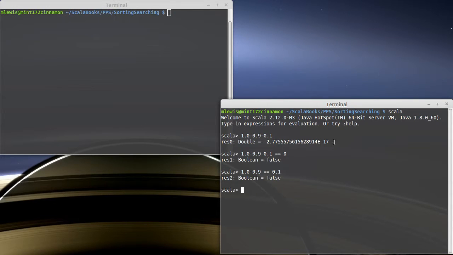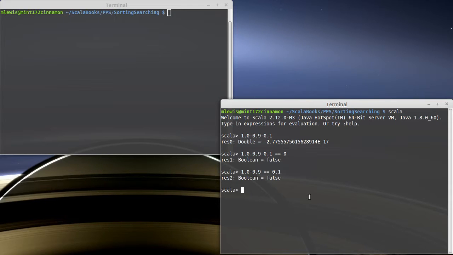E to the minus 17. So this is 10 to the negative 17. If we were to write this out in long form, there would be 16 zeros in front of this 2. So 0.16 zeros and then the 2. It really is a very tiny number. But because it's not 0, these equality checks fail, if you have to be searching for doubles and the doubles are calculated.